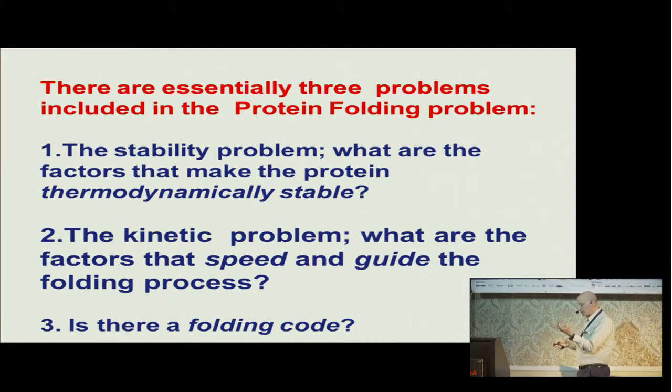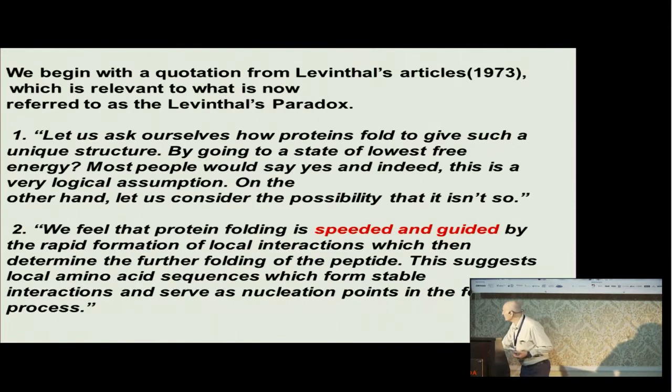Now, this is the question of stability. What makes the protein stable compared to the random coil, the entropy of which is much larger? Now, the other question is associated with Levitt, and Levitt asks what are the factors that speed up and direct the protein to fold very quickly into the final three-dimensional structure.